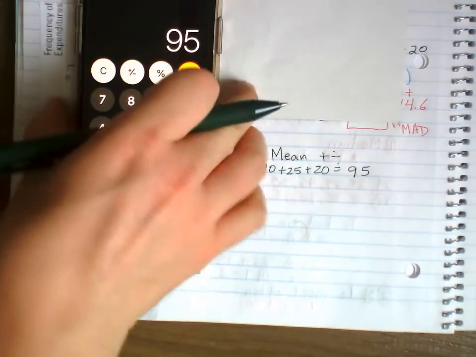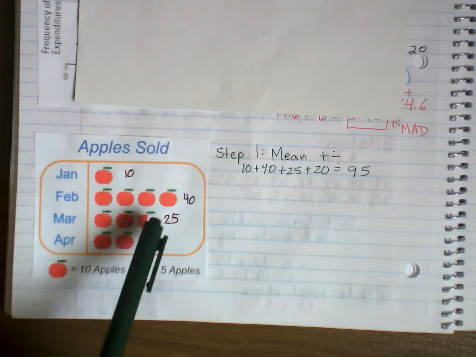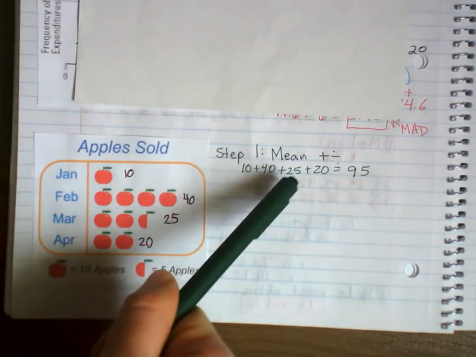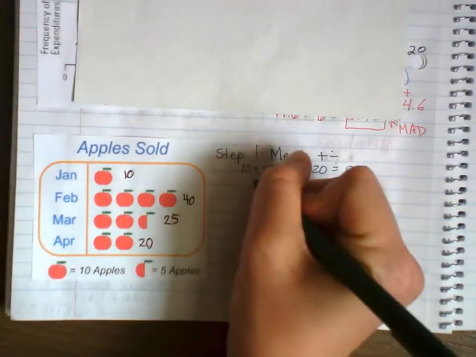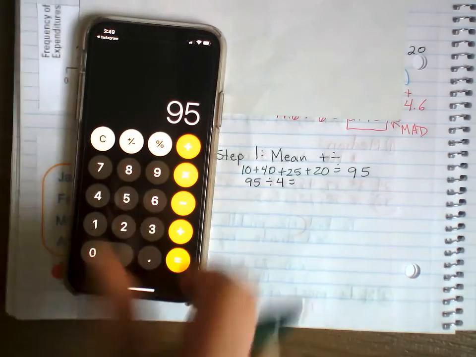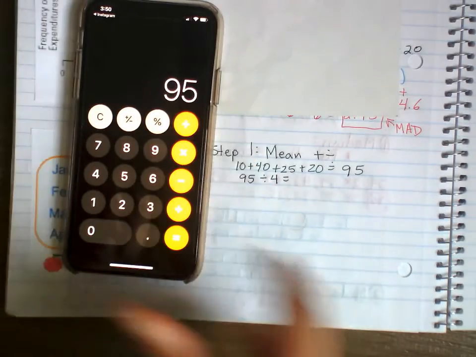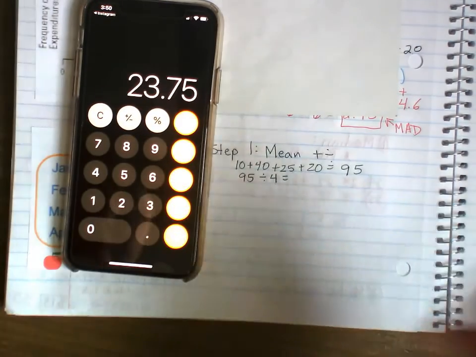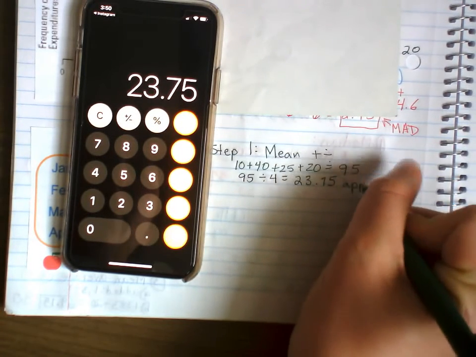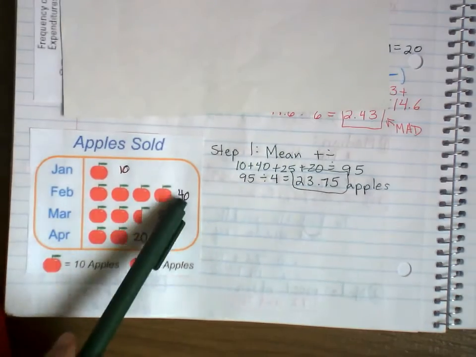And then you divide by 4. Why are we dividing by 4, Miss Fry? Because we're dividing by how many numbers we added up, how many months there were. So 95 divided by the 4 months. So we sold 95 apples total in 4 months. So on average, divided by 4, on average we sold 23.75 apples. So almost 24 apples on average. That's our mean, that's our average.